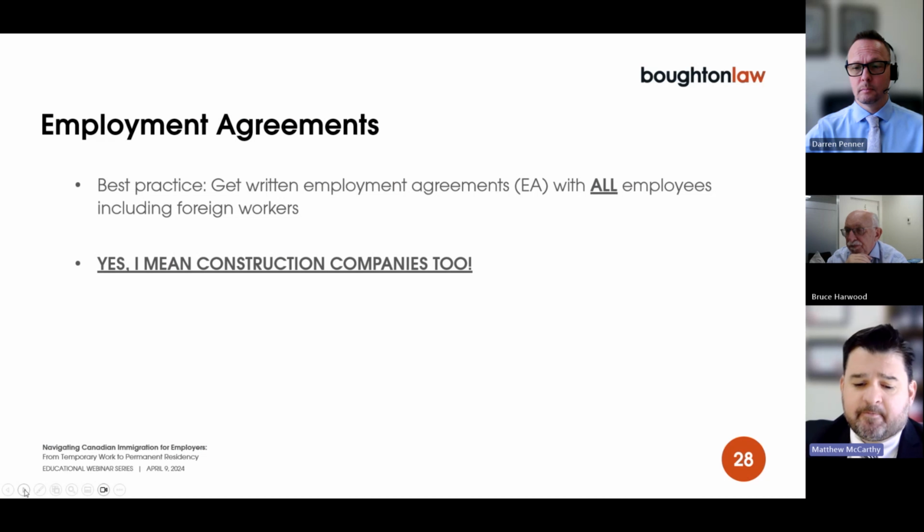Next slide, please. So the most important advice that I'm going to give in almost every case, as Bruce already touched on, is this: have employment agreements with all your employees. That includes foreign workers. And yes, I mean construction companies too. I know a lot of construction companies don't like to do this. They think it's not valuable. Trust me, it is.